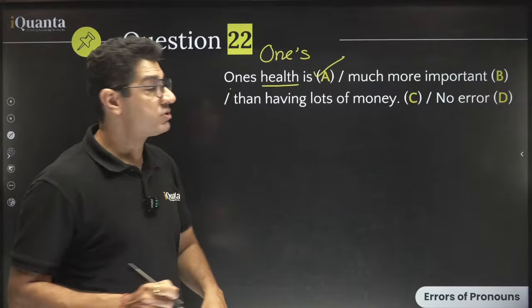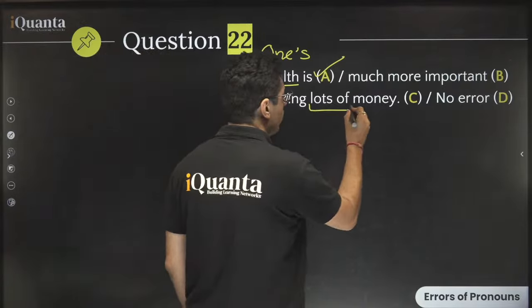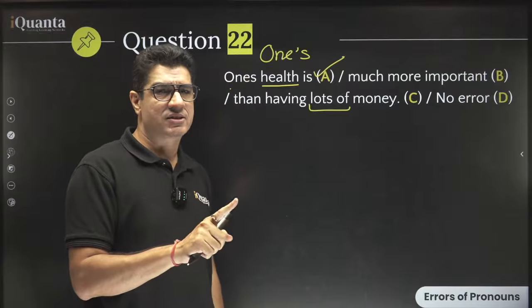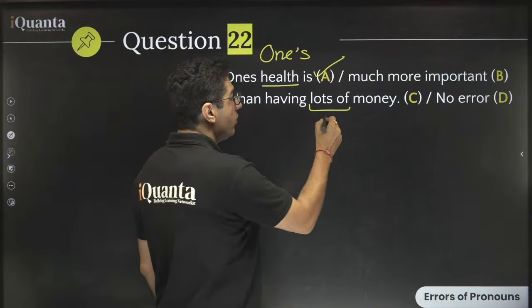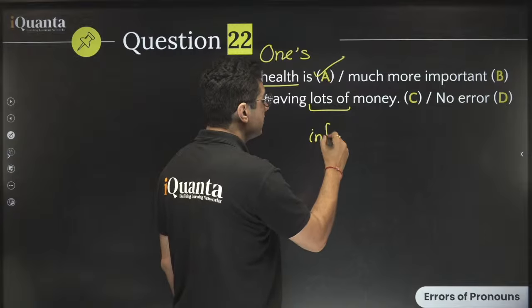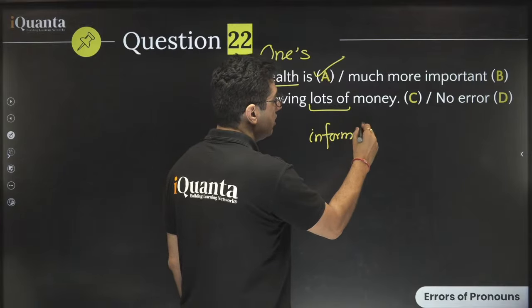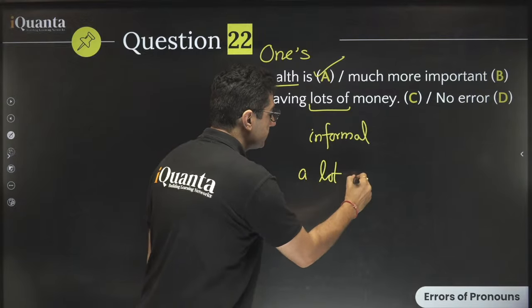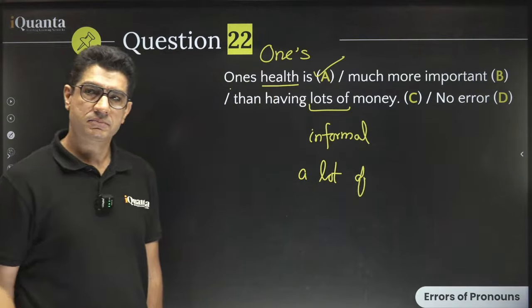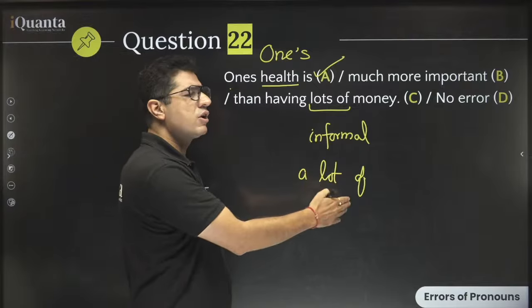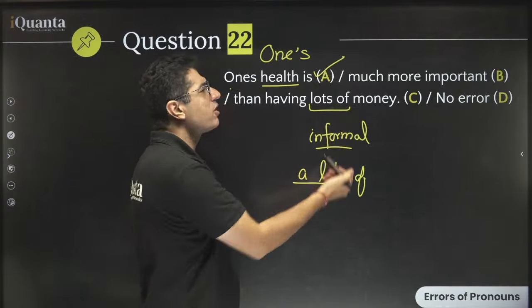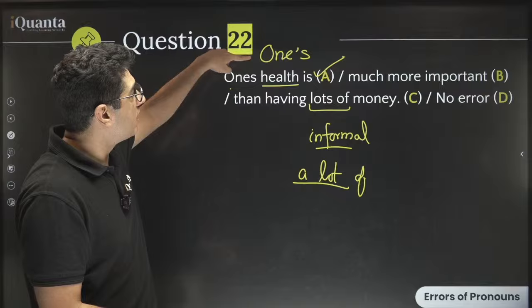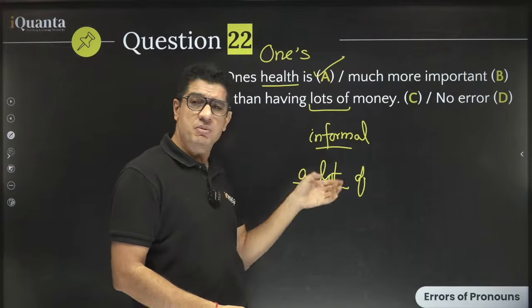Now you're saying lots of money bhi to incorrect hai. Dekho, lots of money utna galat nahi hai. Now what do I mean by this? Lots of money is considered informal. The formal version is a lot of. बट ये इनफॉर्मल वर्जन है, तो ये तो डेफिनेटली गलत है. यहाँ पे सिर्फ फर्क है फॉर्मल वर्सेस इनफॉर्मल का.